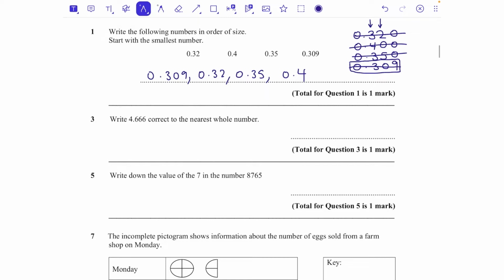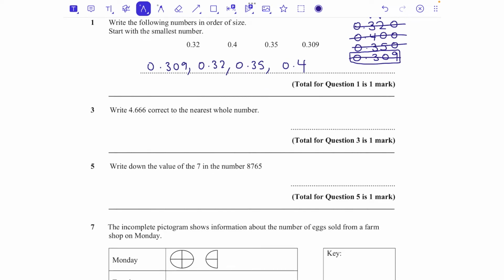Okay, question number 3, write 4.666 correct to the nearest whole number. So to the nearest whole number, we know it's between 4 and 5, but 4.666, that's going to be closer to 5. That next number in the tenths column is 5 or above. It's a 6, so it rounds up. So 5 to the nearest whole number.